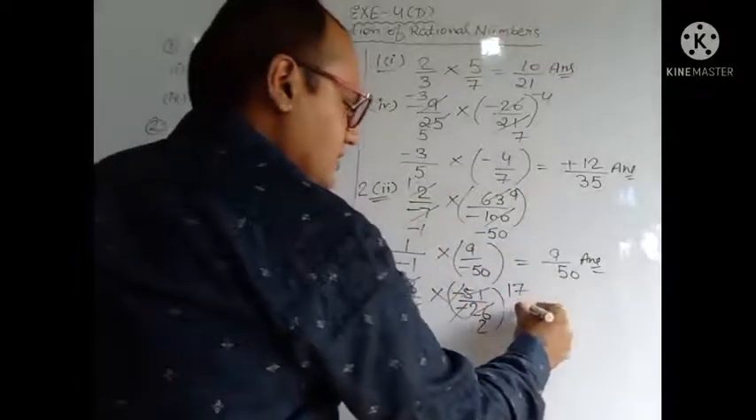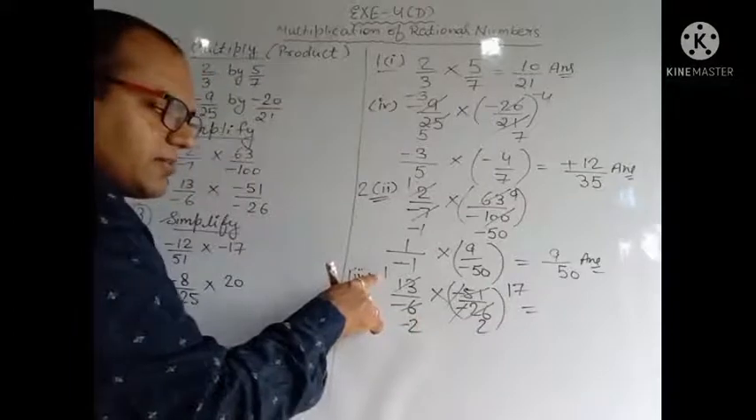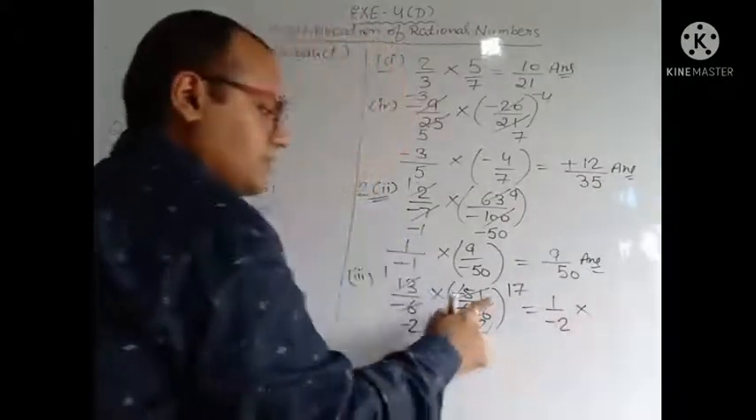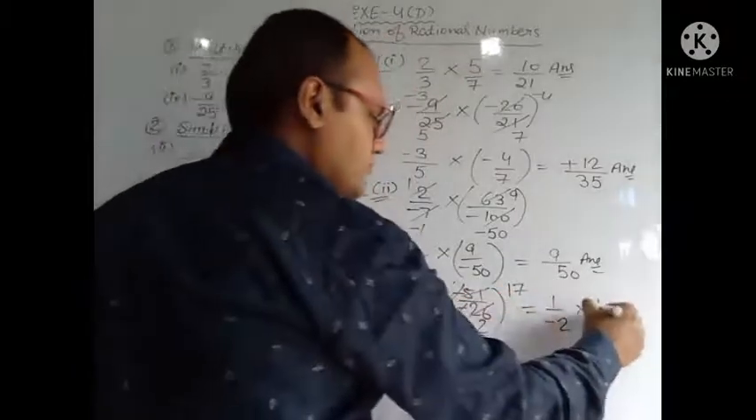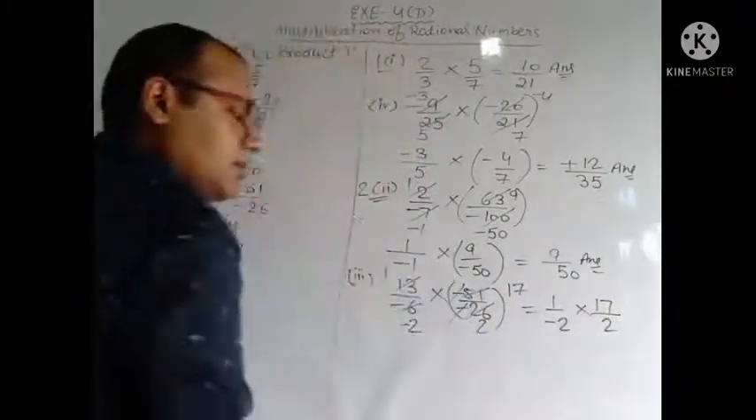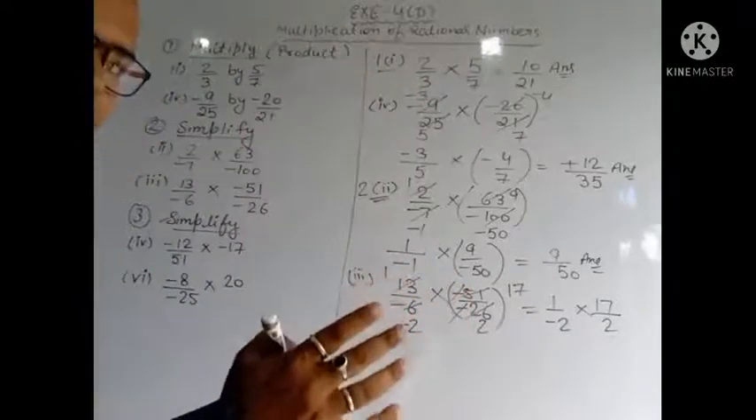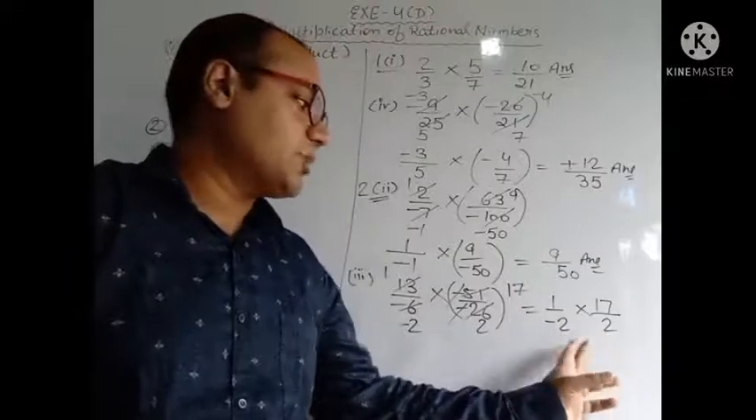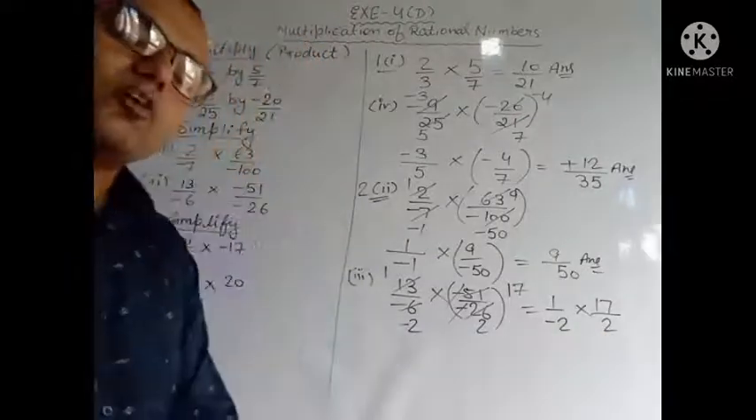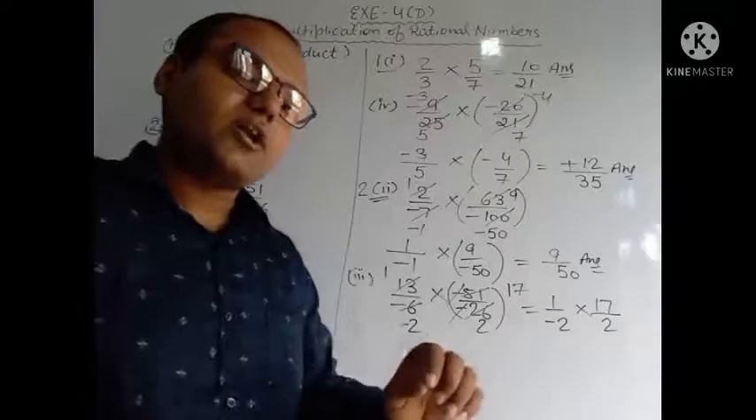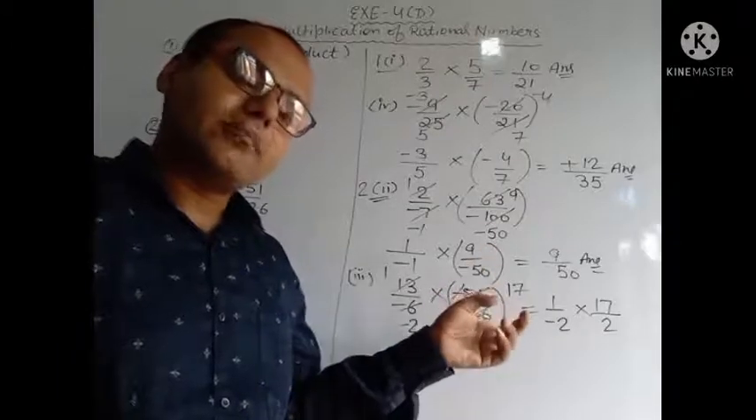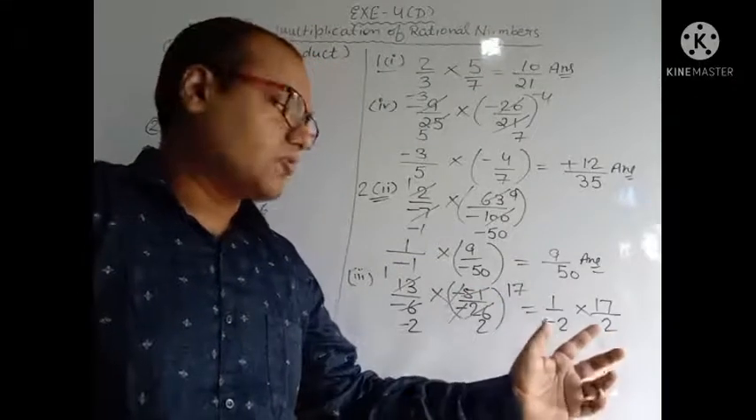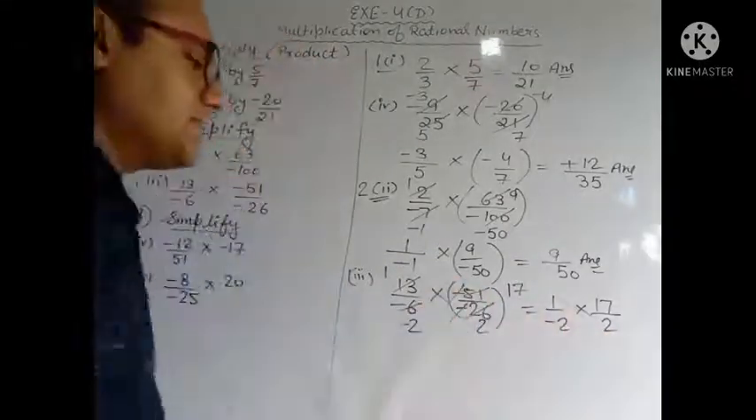Now we will write the remaining numbers. Here remaining number is 1 upon minus 2 multiply 17 upon 2. Now no number is getting cancelled with the same table. No need to cut these two numbers with a 2 table because these two numbers are written in the denominator, and the rule is with the same table you have to cut one number in the numerator and another number in the denominator. But here these two numbers are written in the denominator only, so we will not cut it. Now we will multiply them.